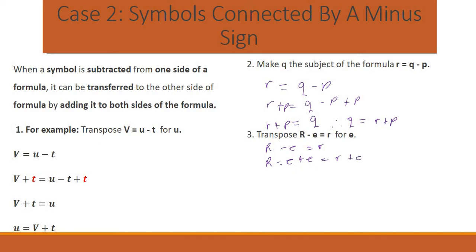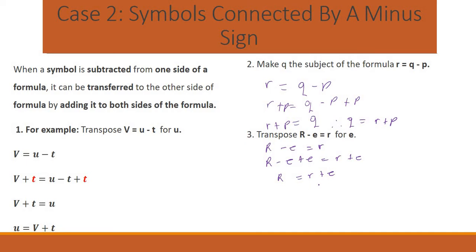Now note that minus E plus E here will give us 0. So on the left hand side, we are left with uppercase R is equal to lowercase r plus lowercase e. Right? Now remember, our objective is to make E the subject. That means we want E to equal something.